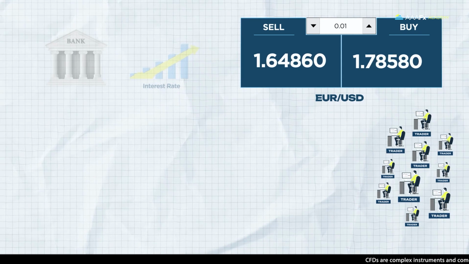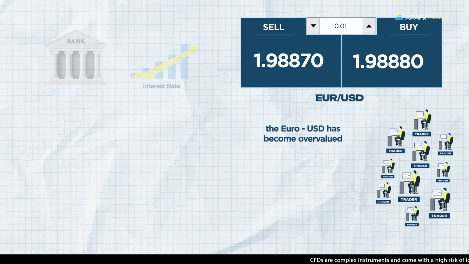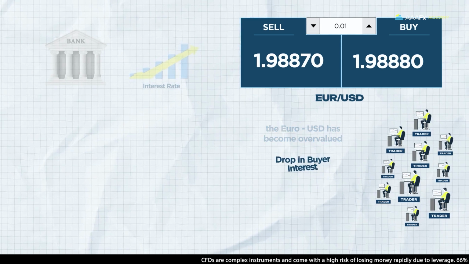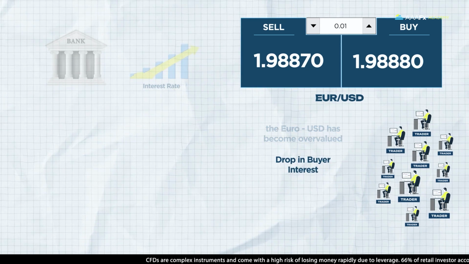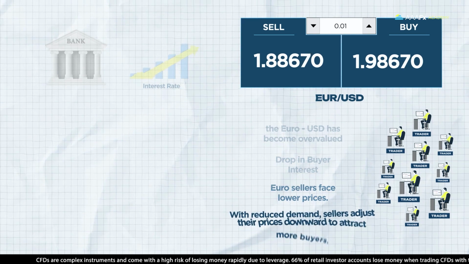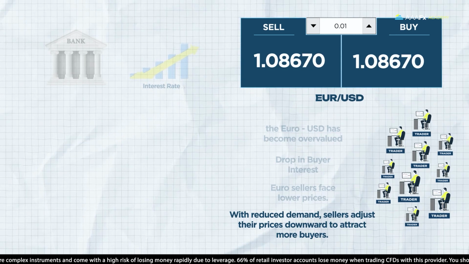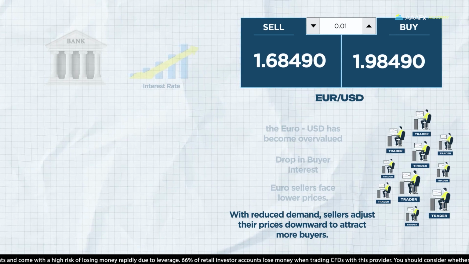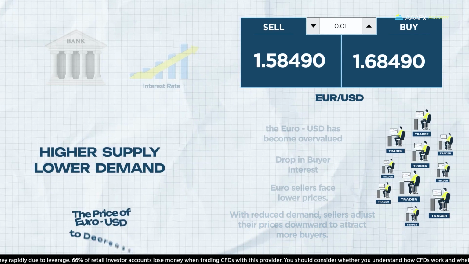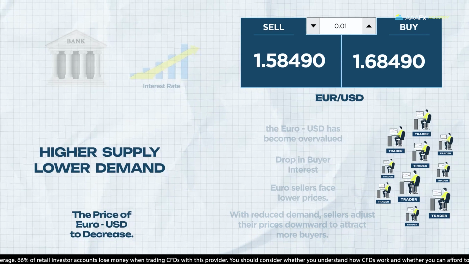However, as time went on, some traders started to believe that the Euro-USD has become overvalued. This leads to a drop in buyer interest, and those looking to sell Euro-USD find themselves having to do so at a lower price. With reduced demand, sellers adjust their prices downward to attract more buyers. Essentially, the supply surpasses the demand, causing the price of Euro-USD to decrease.